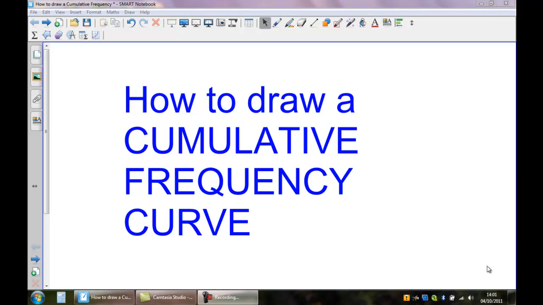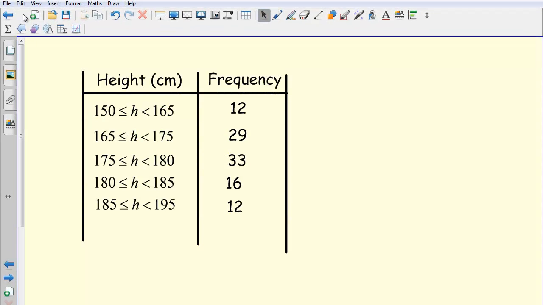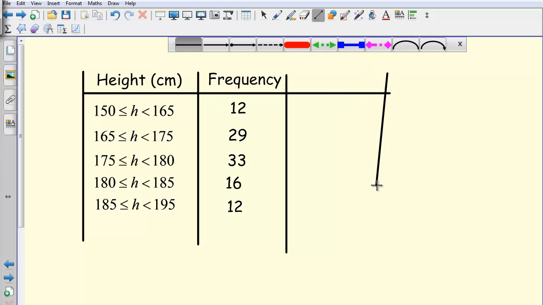Here's how you draw a cumulative frequency curve. So we need some data. This is heights of students. For a cumulative frequency curve, you need to add in an extra column called cumulative frequency, and this is just adding up the frequencies as we go along.